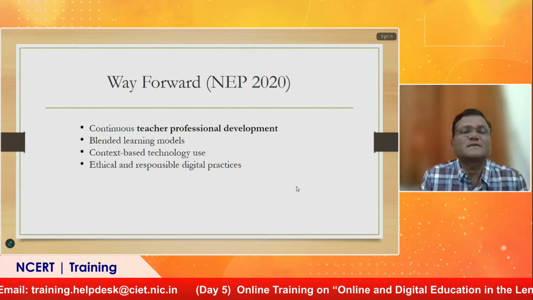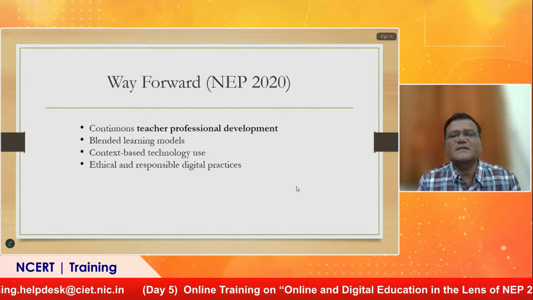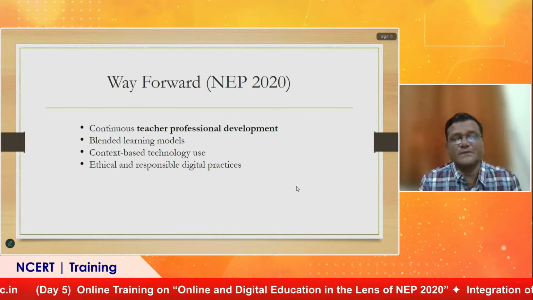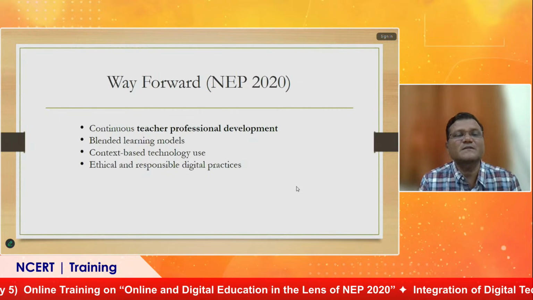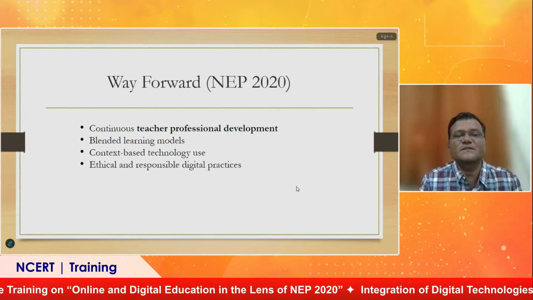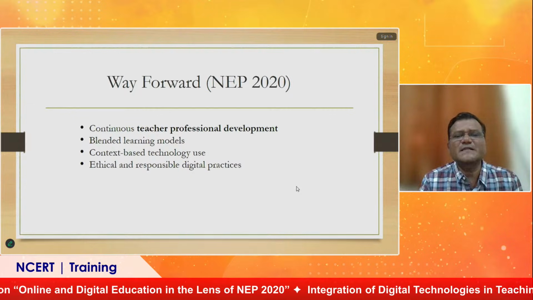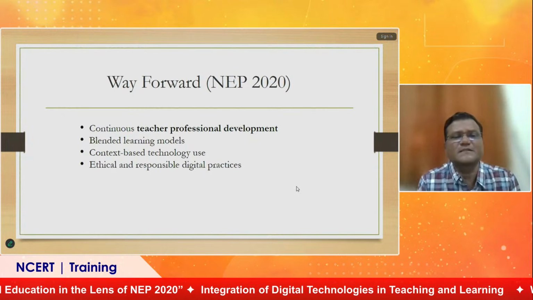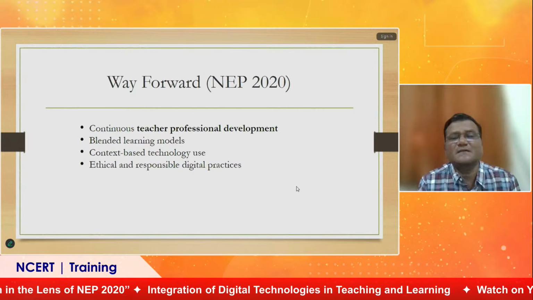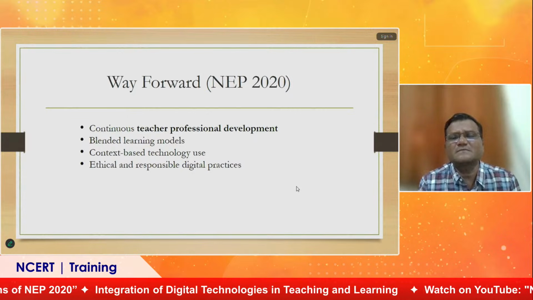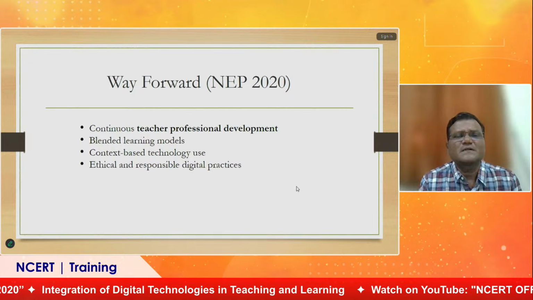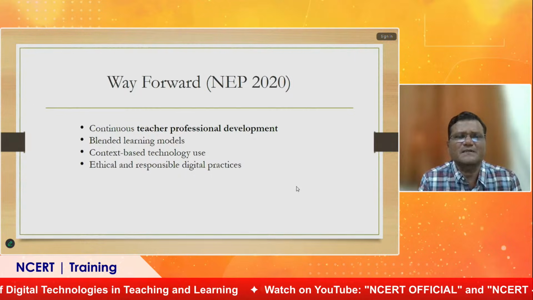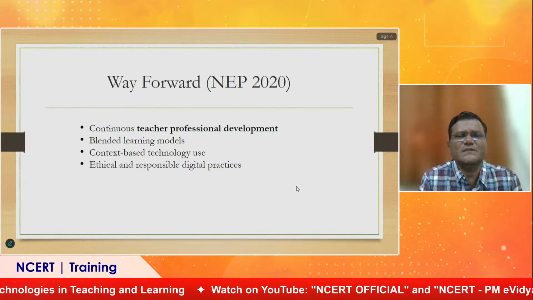Now, way forward: continuous teacher professional development, this is the aim. Blended learning models, we have to evolve more and more blended learning models. Context-based technology use, ethical and responsible digital practices. This is a very concerning area in the era of technology. Ethical and responsible digital practices are very important, because we are exposed with the help of social media in front of everyone. Our information is available with almost everyone.